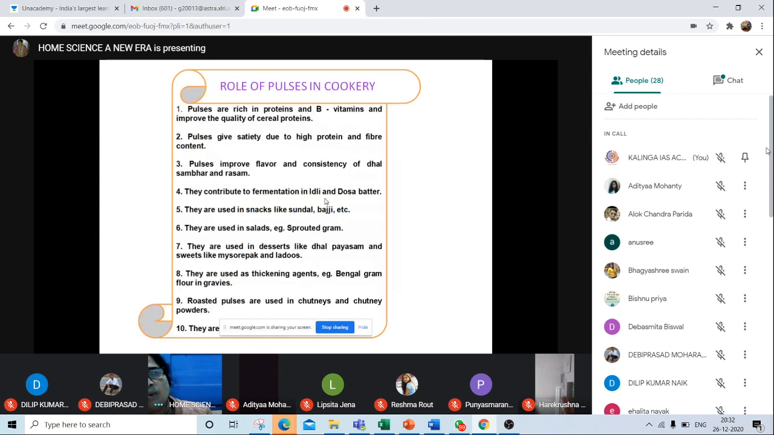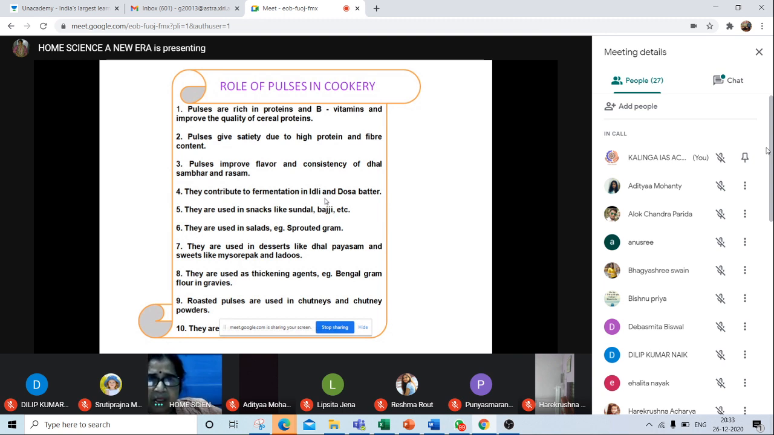Then the role of pulses in cookery. It is rich in protein and B vitamins and improves the quality of cereal protein. Pulses give satiety due to the high protein and fiber content. It improves the flavor and consistency of dal, sambar and rasam. They contribute to fermentation in idli and dosa batter.